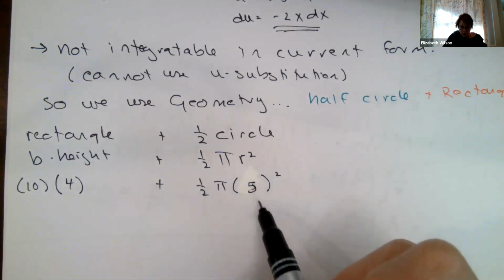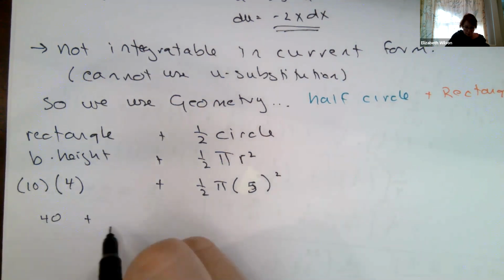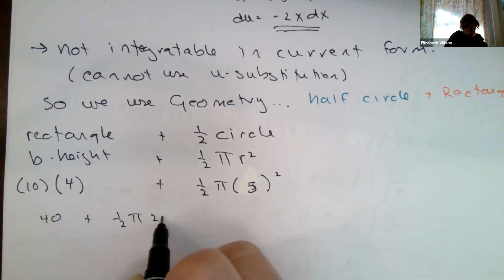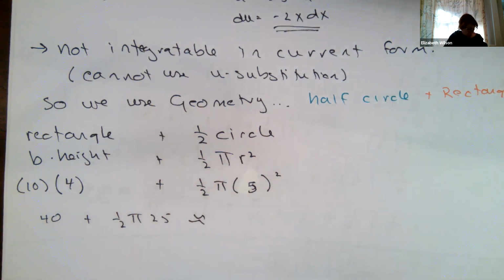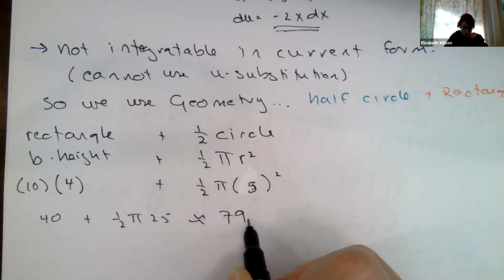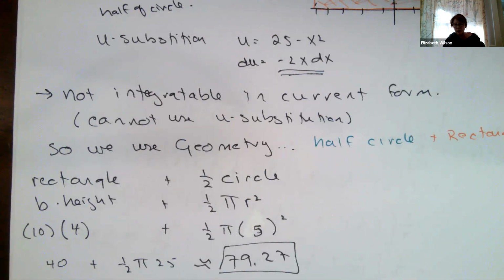All right, so right now we just plug it in and work it out. So that's 40 plus 1/2 pi times 25. And then, you know, I can plug this in and actually get a number using my pi button on the calculator to get 79.27 as an area. But you had to use geometry for it because we couldn't integrate it with the tools that we have right now.